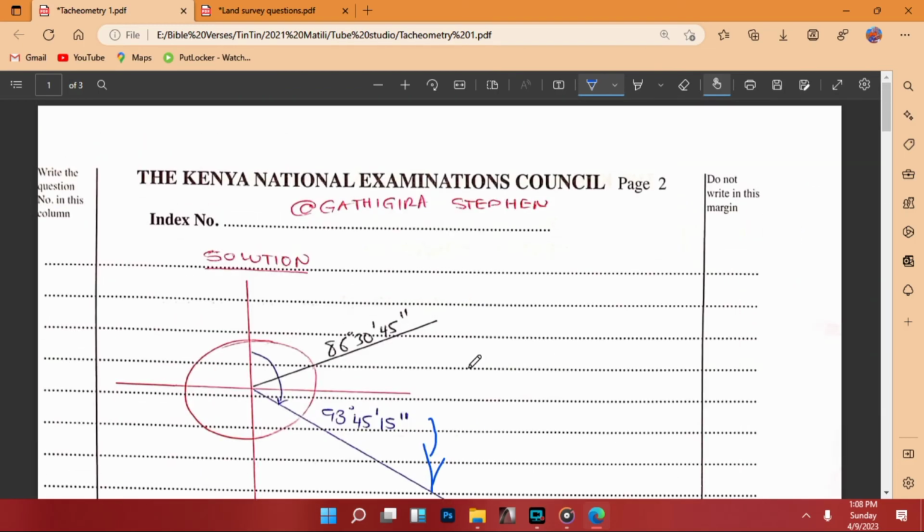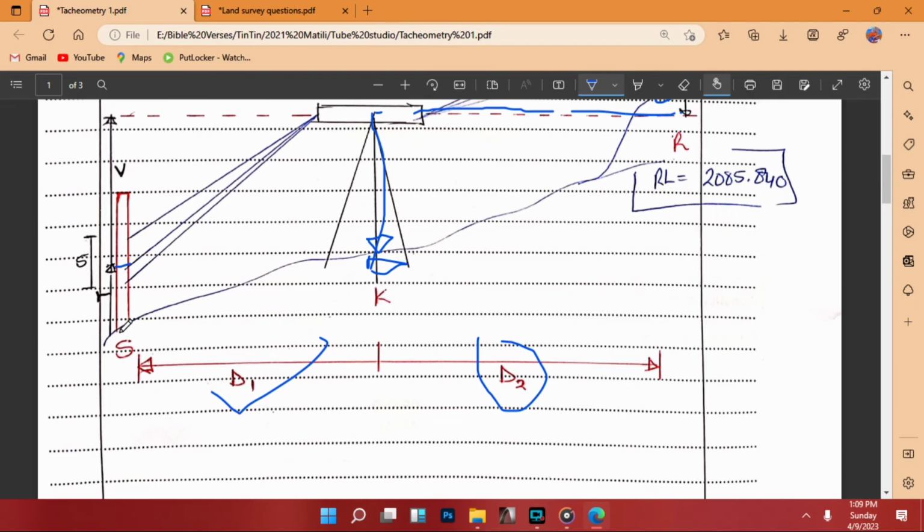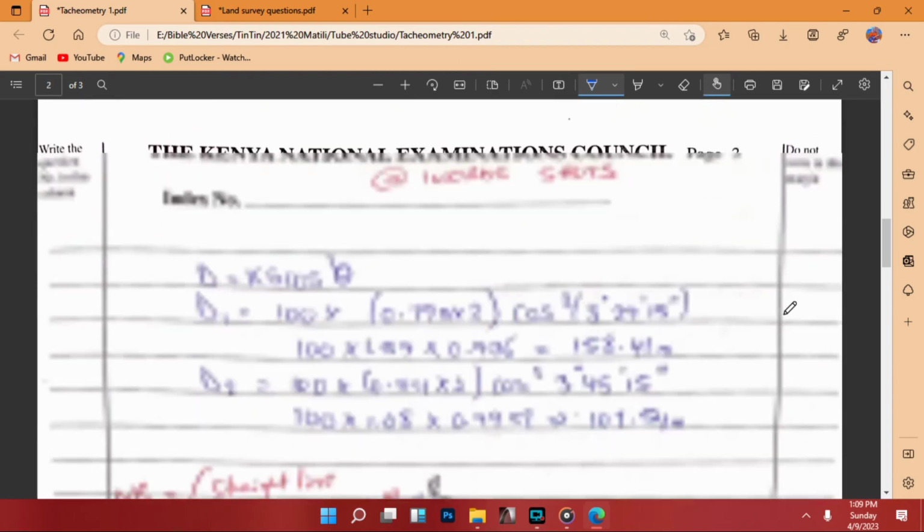Then we go and find the reduced level of point S. Go back to our diagram. If we have the reduced level of K and we want to find the reduced level of S, the reduced level of K plus the height of instrument, in order for us to go to the line of axis or line of collimation, then we subtract the vertical distance V, then we subtract R, the distance between the mid and the bottom, and we'll have found the reduced level of S.